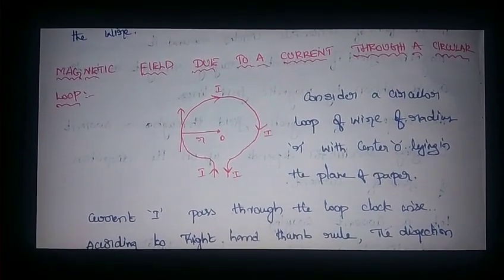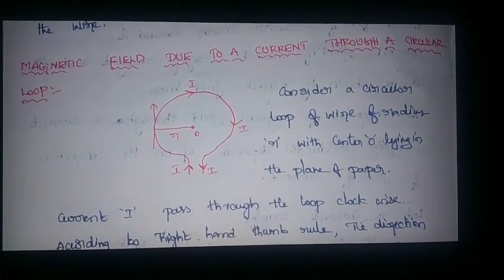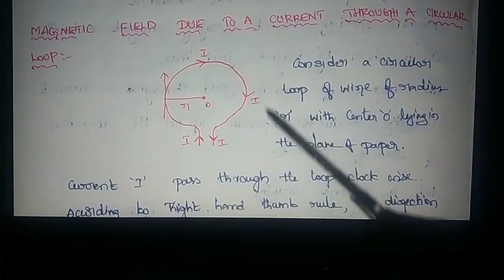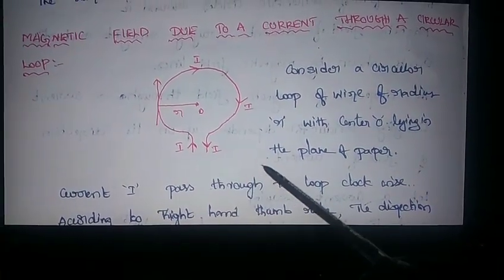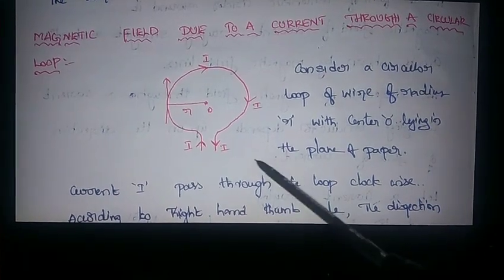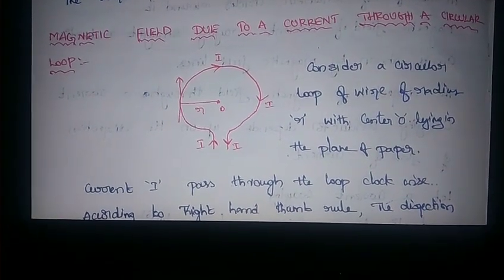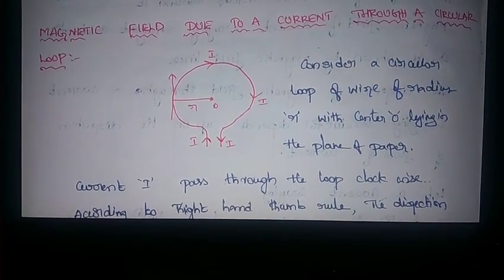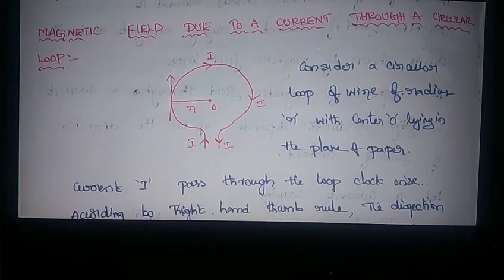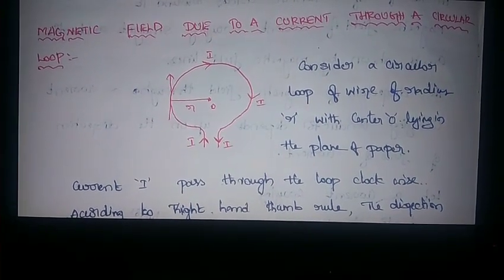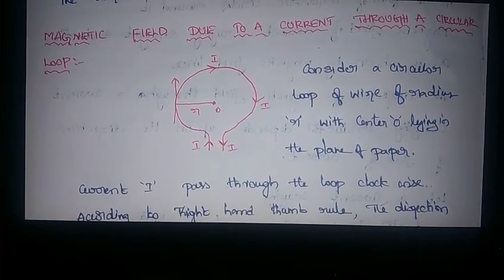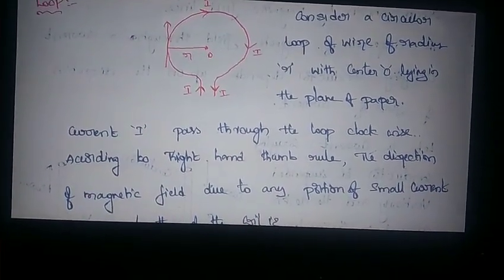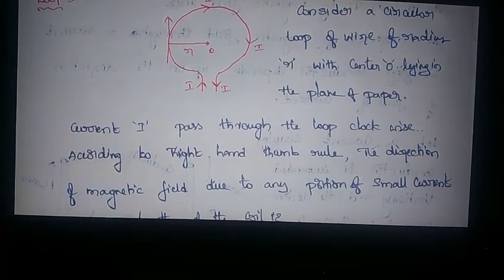See here, I will take one copper wire and bend it into a circular loop like this. The current is produced in the clockwise direction, from the left hand side to the right hand side. Consider a circular loop of wire of radius R with center O lying in the plane of paper. The current I passes through the loop in the clockwise direction. Am I right?